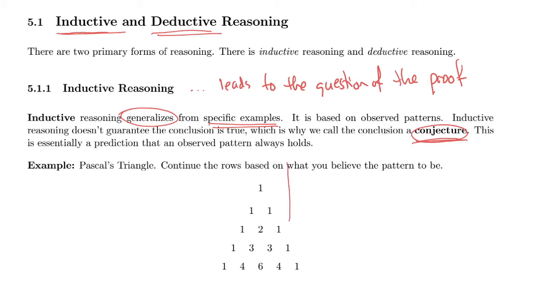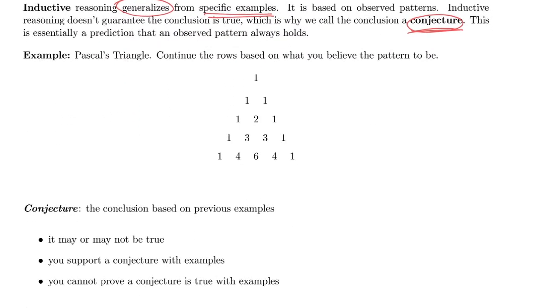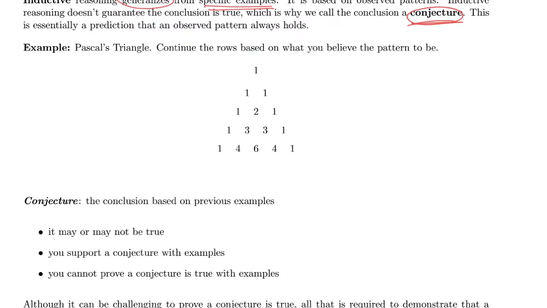Now, just to illustrate how this works, let's take a quick look at something. Let's look at Pascal's triangle. Continue the rows based on what you believe the pattern should be. After reflecting on this, I think this would make a lot more sense if we did this for the time being. I'm going to cross out that bottom row just for the moment, and let's say that this is what I gave you. I said, continue the rows based on what you believe the pattern is.